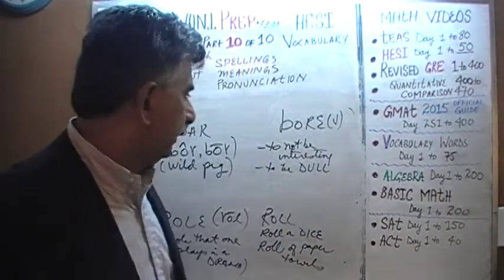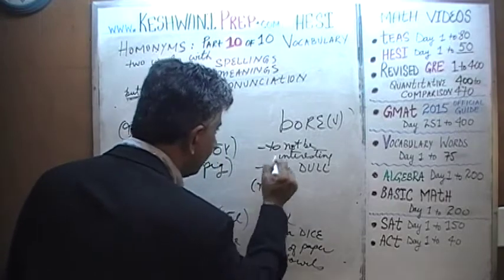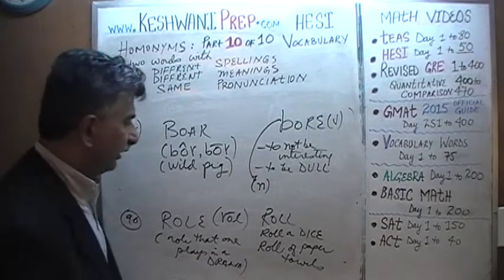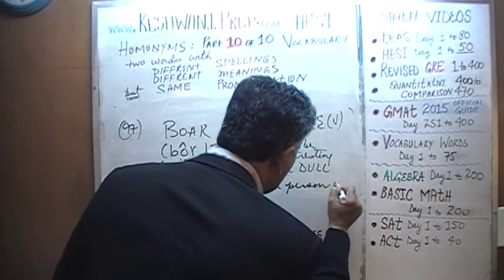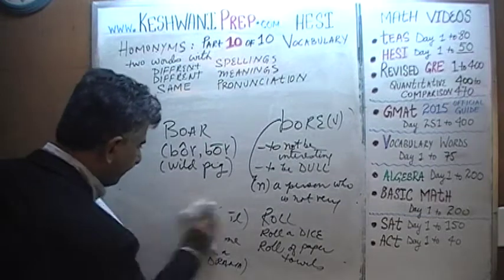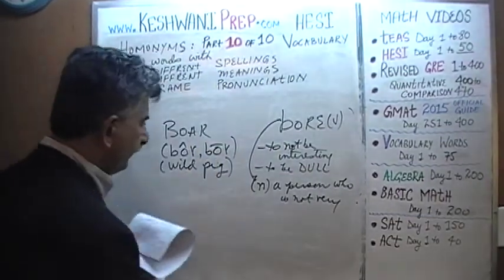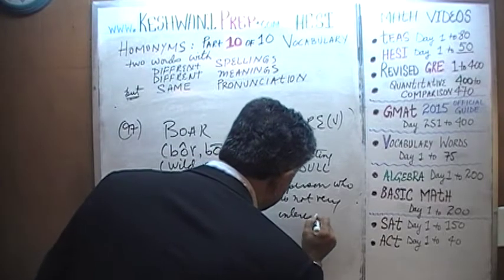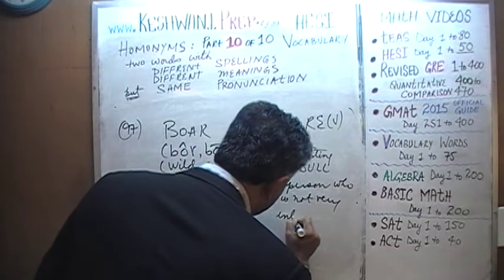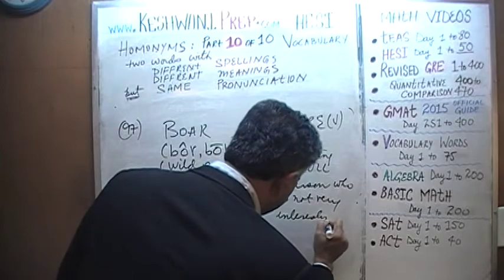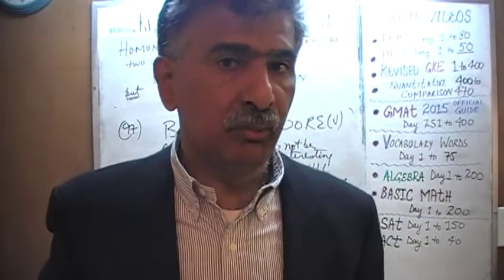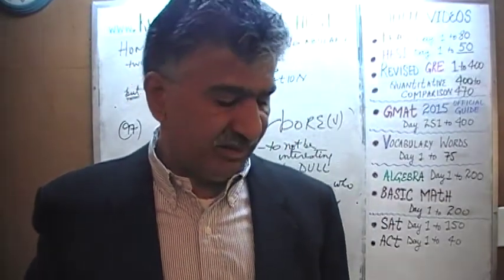Bore, B-O-R-E. You can also use this as a noun. If you use this word as a noun, then you're describing a person who is not very interesting. A person who is not very interesting can be described as a bore. He is a bore. He bores me. He's not very interesting. He's very dull. He has a very dull personality.